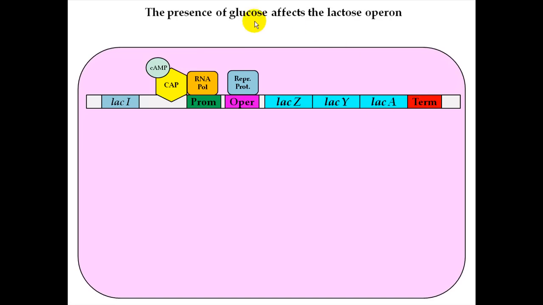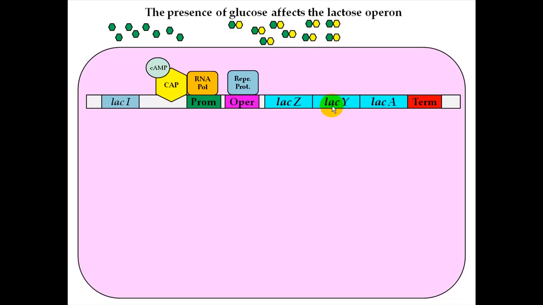It turns out that glucose has an effect on whether this lactose operon gets turned on or off. And so here's what we mean by that. If you have an E. coli cell that finds itself in an environment that contains both glucose molecules and lactose molecules, it turns out that the E. coli will end up shutting off the lactose operon.